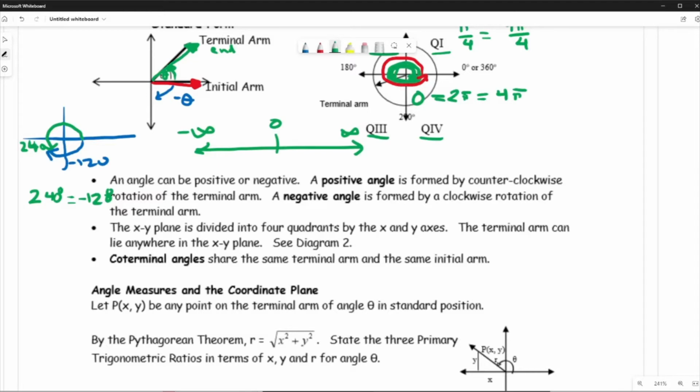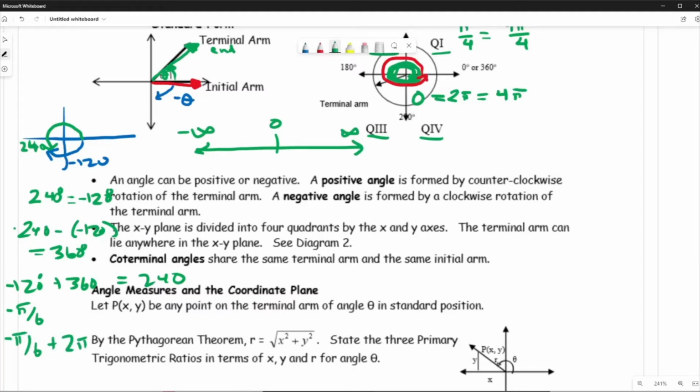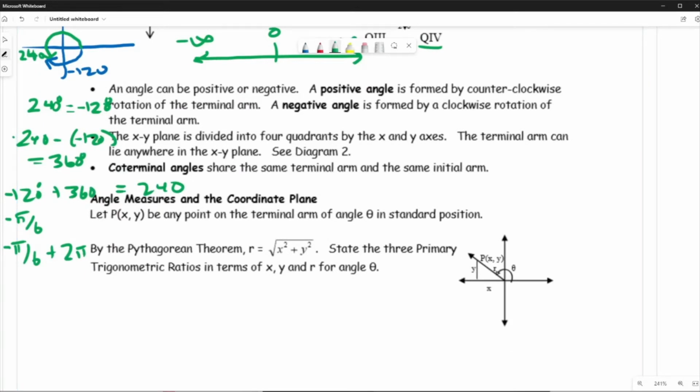And by the way, in the same way as the argument I just made, you'll notice that these two numbers are separated by 360. 240 take away negative 120 is 360. Negative 120 plus 360 equals 240. This means if I give you a negative angle, like negative pi over 6, one thing you can do is take negative pi over 6 and add 2 pi to it, and therefore generate yourself a positive angle, if negative angles are not your thing, or if you find them hard to work with.